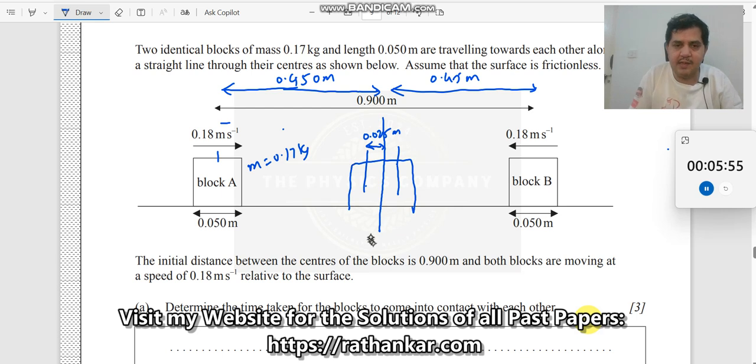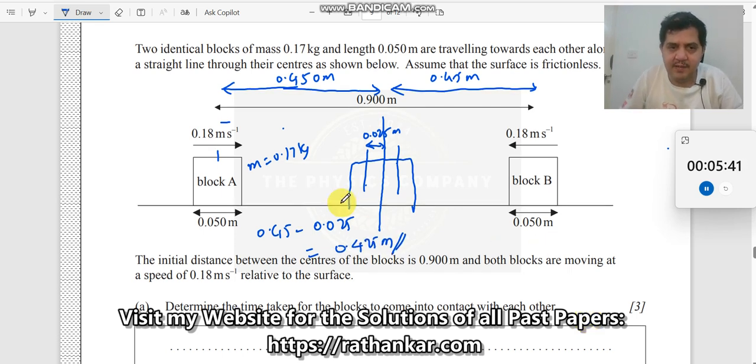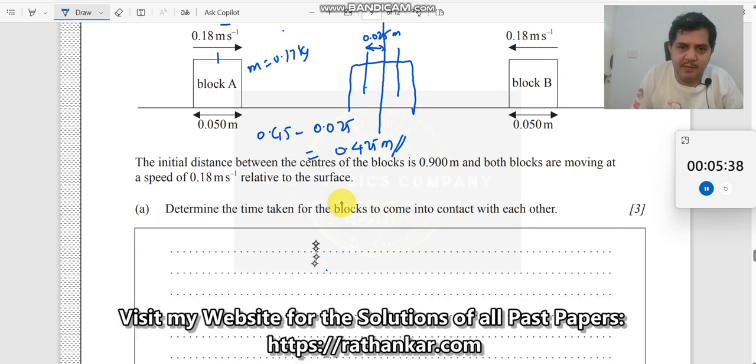So now what's happening over here? The net distance at which they come in contact is 0.45 minus 0.025, which should be 0.425 meters. This means both of these blocks travel the same distance of 0.425 meters, the distance traveled by the centers of the blocks, not the other edge of the block. And the velocity of the block was seen to be 0.18 meter per second.